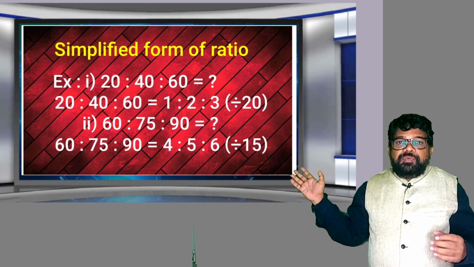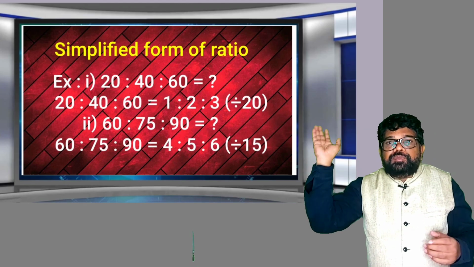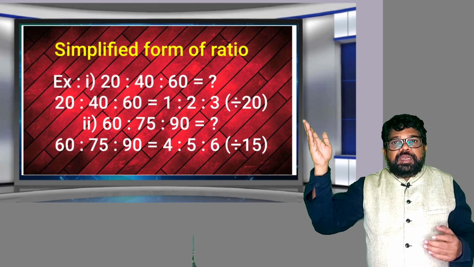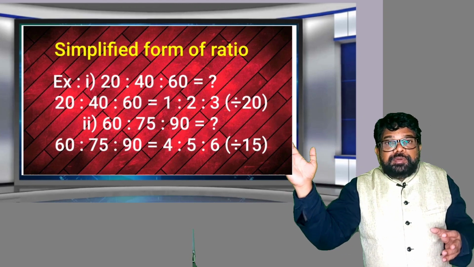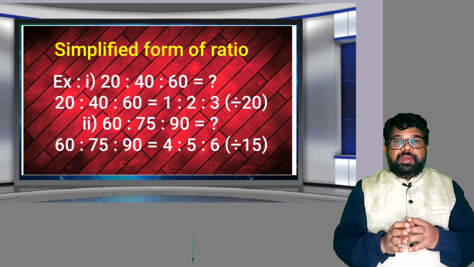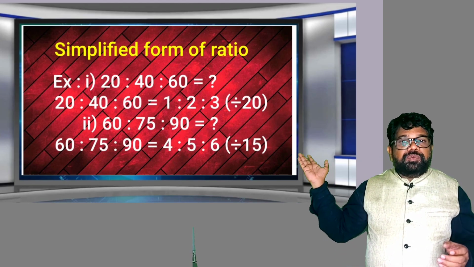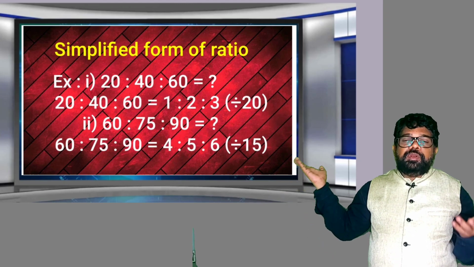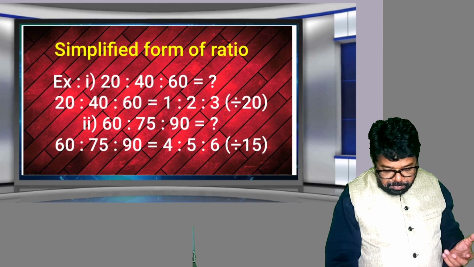Now the next one is the simplified form of ratio. What is meant by simplified form of ratio? If all the terms in the ratio are divisible by 5, cancel with 5. If all the terms are divisible by 10, cancel with 10. All the terms, that is important, you have to put in your mind. Only if all the terms are divisible by a value, then you divide. In the example 20 is to 40 is to 60, all are divisible by 20. One more example, 60 is to 75 is to 90, all are divisible by 15. That is the simplified form of ratio.